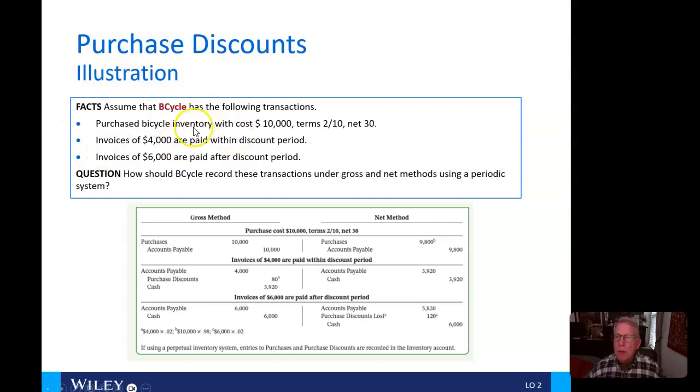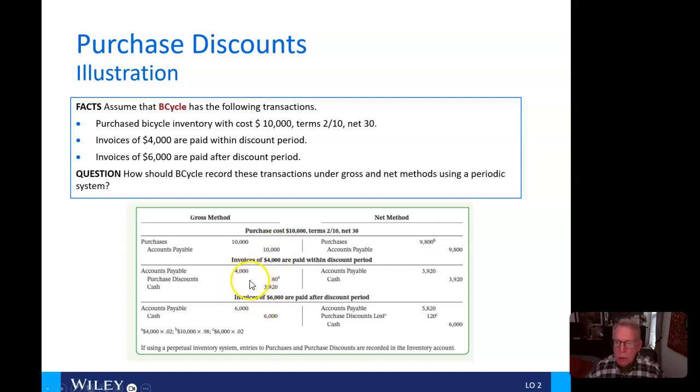The facts. We assume B Cycle has the following transactions. They purchased bicycle inventory with a cost of $10,000, terms 2/10, net 30. Invoices of $4,000 are paid within the discount period, but invoices of $6,000 are paid after the discount period. How should B Cycle record that? Well, under the gross method, we're going to record the full $10,000. This is the normal method. It's the one that I use, to be honest about it.